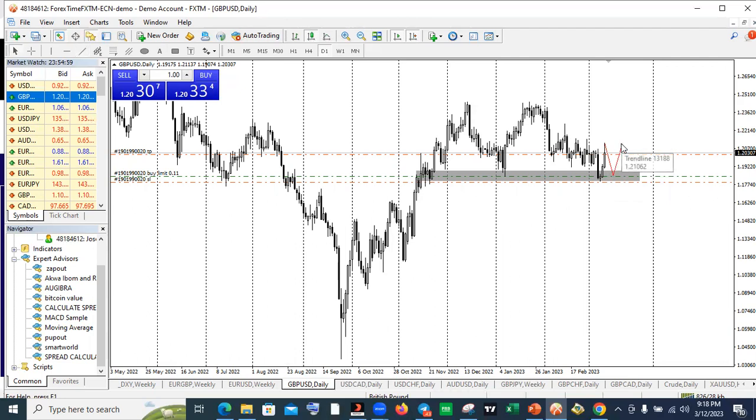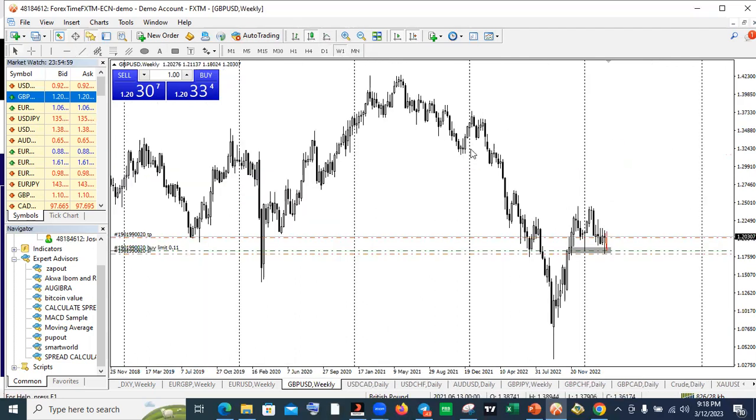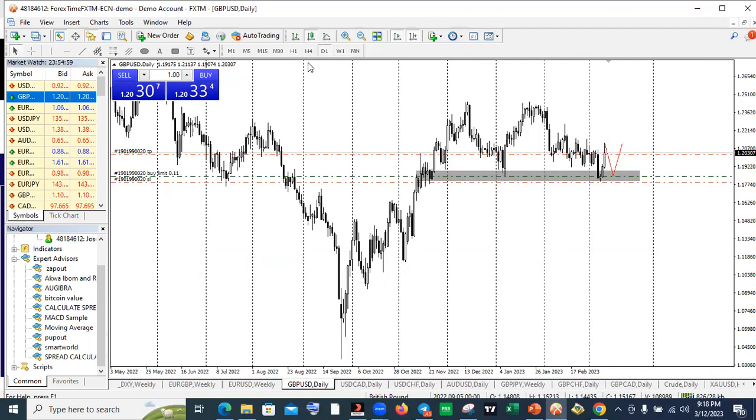So expect a strong buy, but our first targeted take profit is going to be here. If you look at the daily time frame, it's going to be here. Our TP is here. Then our next TP should be here. But at least if you hit the first TP, you have made a lot of money. It's a lot of money.